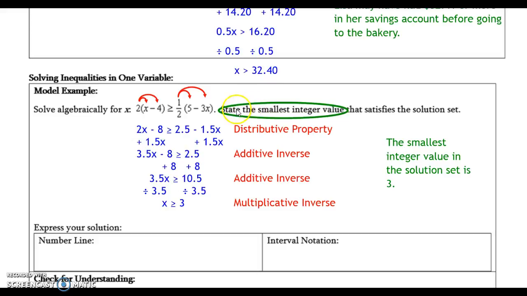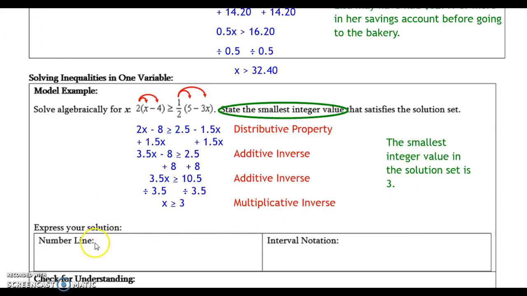contextualization. Here I've circled the question, state the smallest integer value, and I've stated that the smallest integer value in the solution set is 3. We can see that this says x is greater than or equal to 3. That solution set would be 3, 4, 5, 6, and all of the numbers in between. And we know that integer values are values with no decimal parts. So the smallest integer value in the solution set is 3.